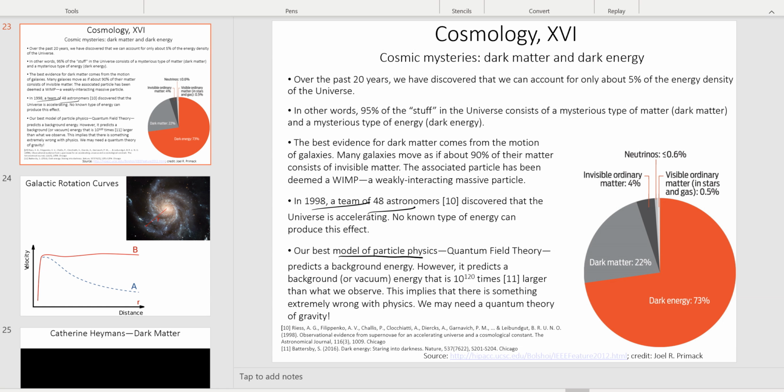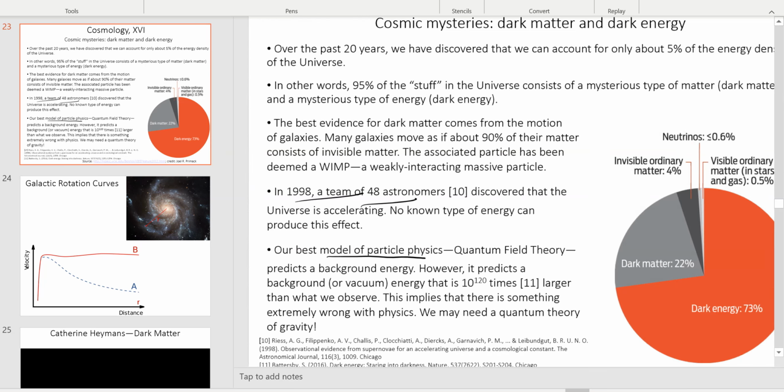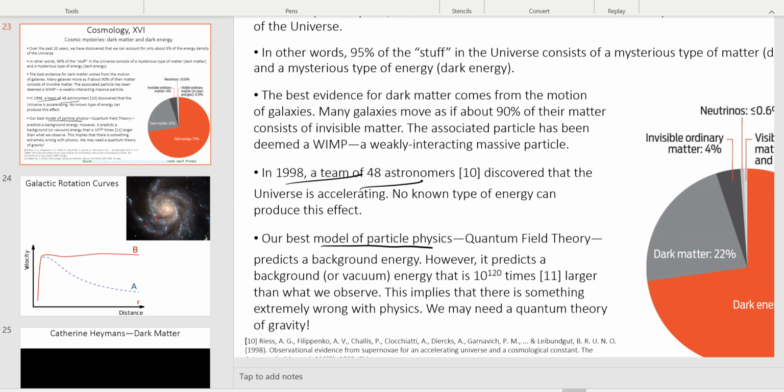Our best model of particle physics, our model that explains the behavior of little particles, is called quantum field theory. And quantum field theory predicts a background energy. The problem is that quantum field theory predicts a background energy which is about 10^120 times larger than what we actually observe.